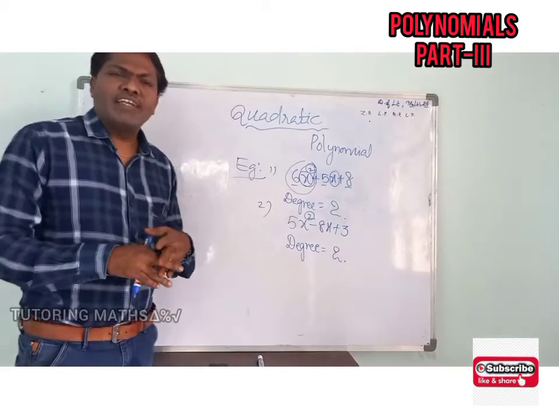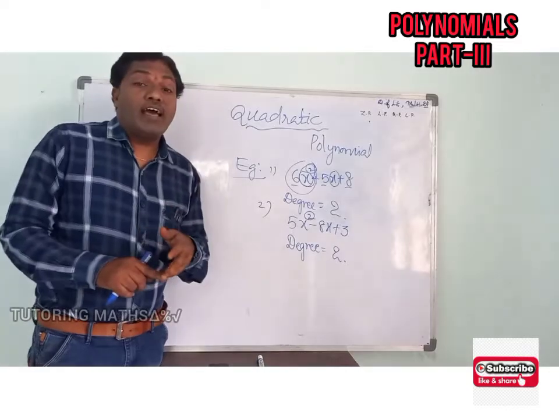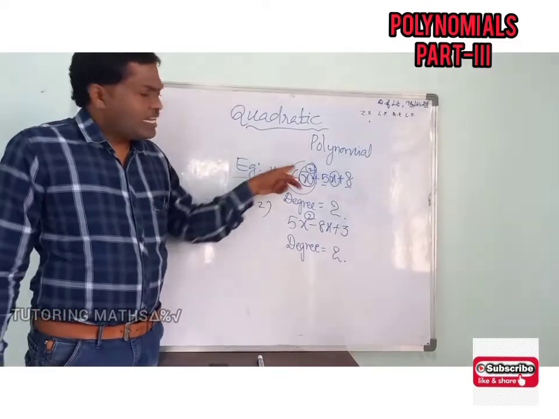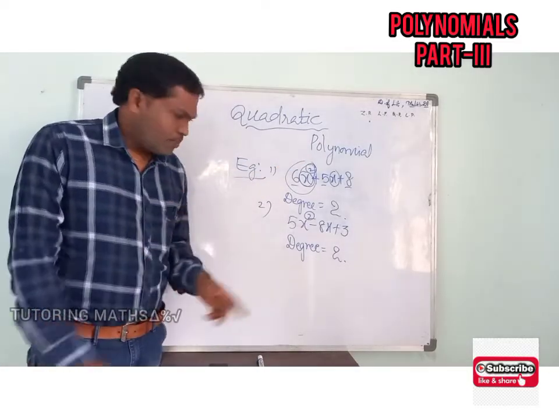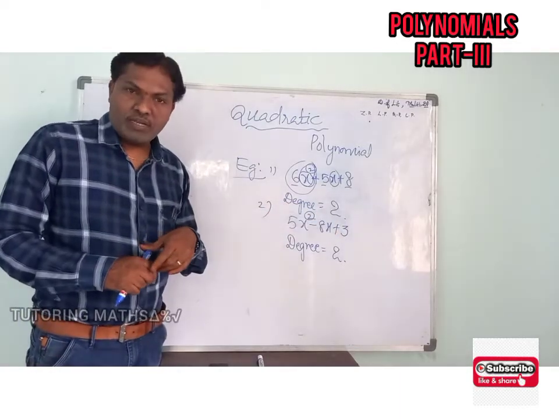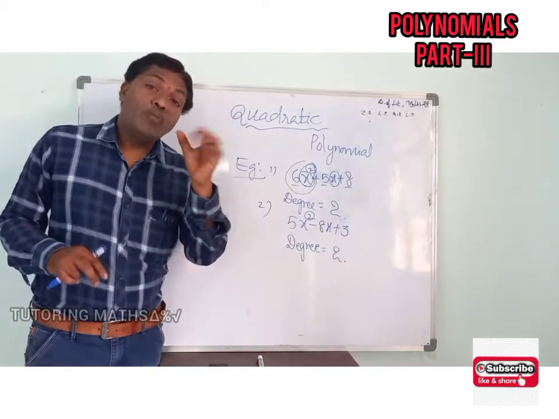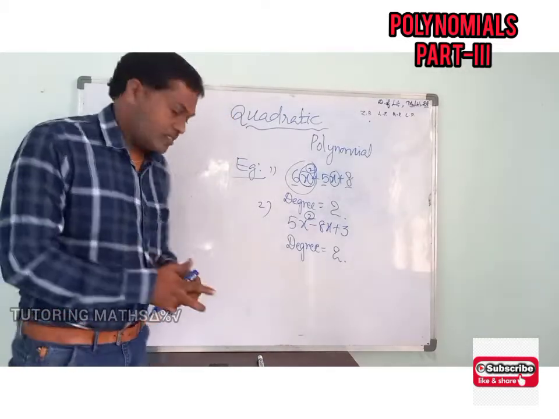Very simple, my dear students. Only observe the degree of a polynomial. If the degree is 1, that is called a linear polynomial. If the degree is 2, this is called a quadratic polynomial. And let's go to one more polynomial, that is cubic polynomial.